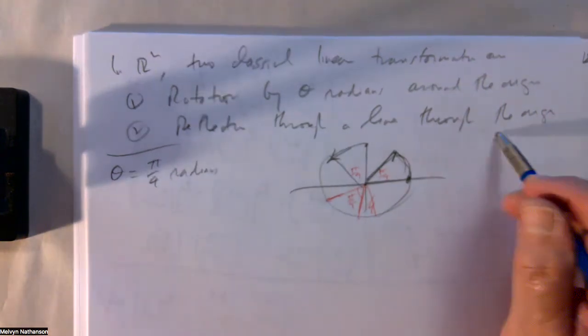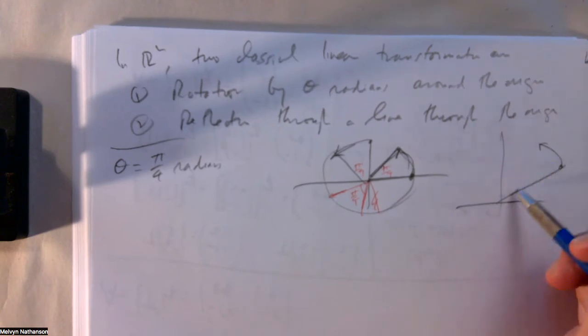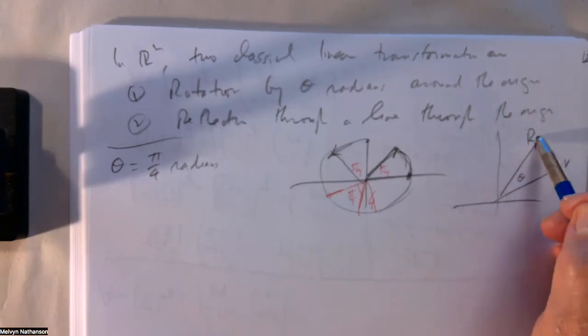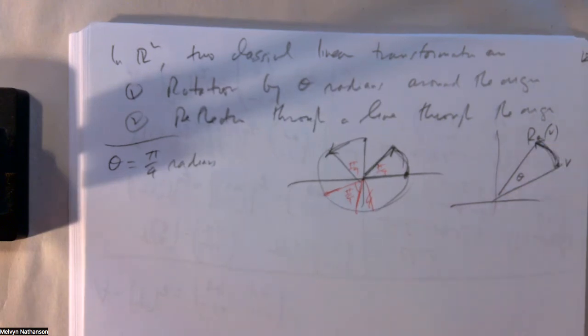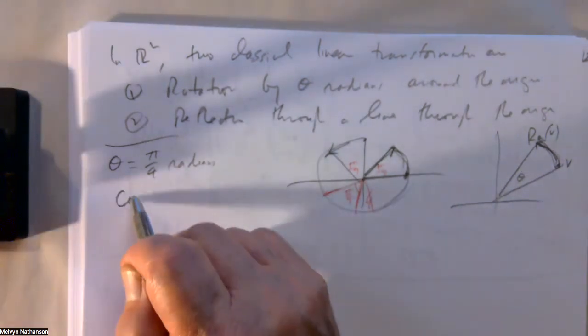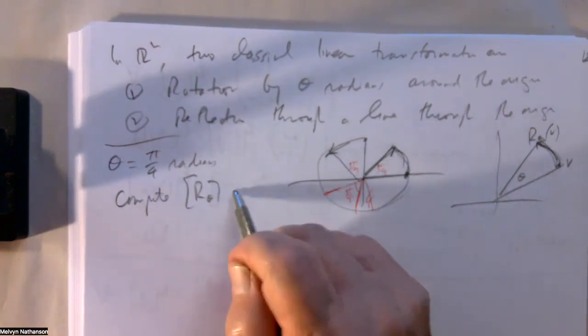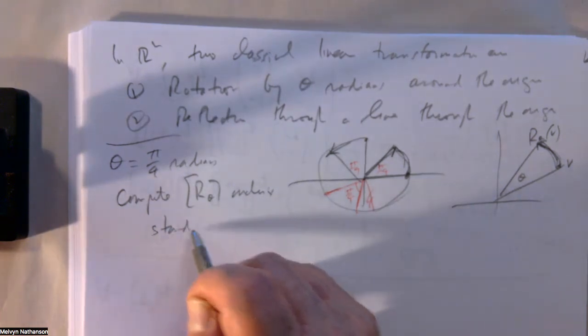So you take any vector in the plane, you rotate it around the origin by theta radians. So this is V, and this is r theta of V. We map this vector to this vector. And this computes the matrix. This is the matrix for the rotation with respect to the standard basis.